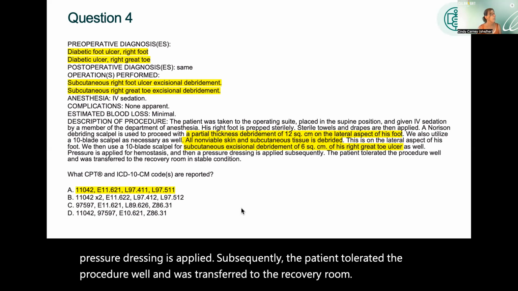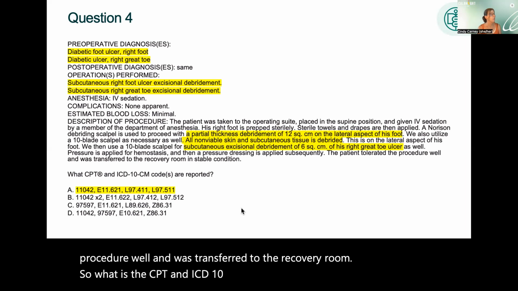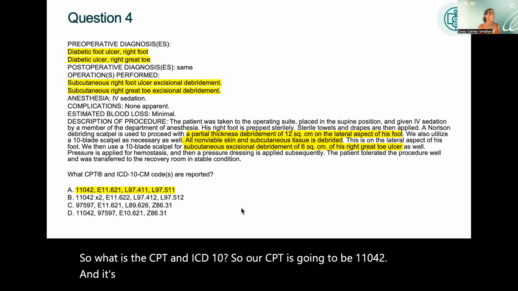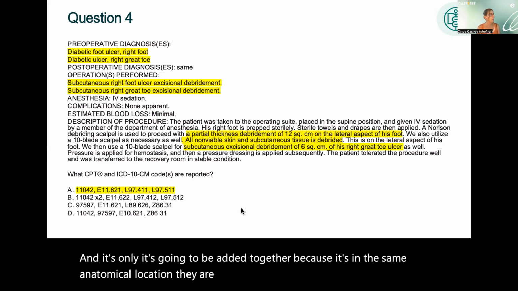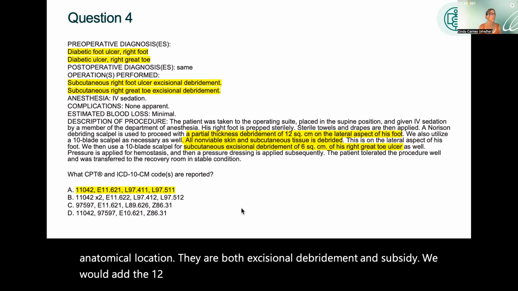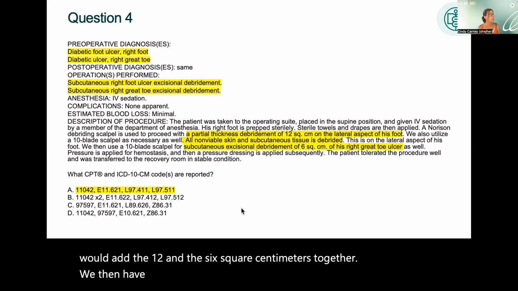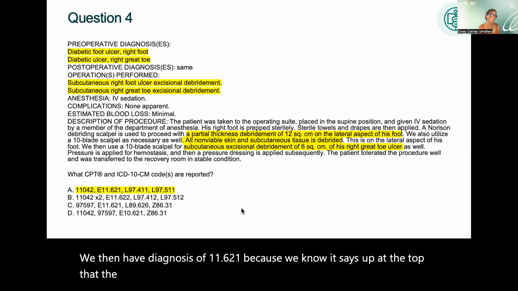So what is the CPT and ICD-10? Our CPT is going to be 11042. And it's going to be added together because it's in the same anatomical location. They are both excisional debridements, and so we would add the 12 and the 6 square centimeters together. We then have the diagnosis of E11.621, because we know it says up at the top that the patient is diabetic.